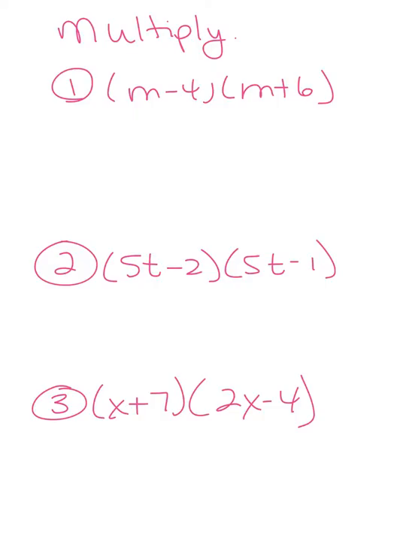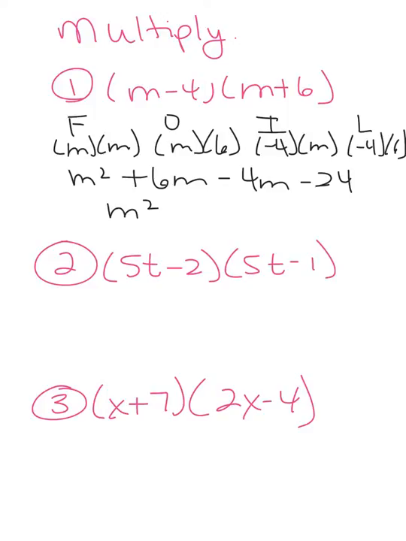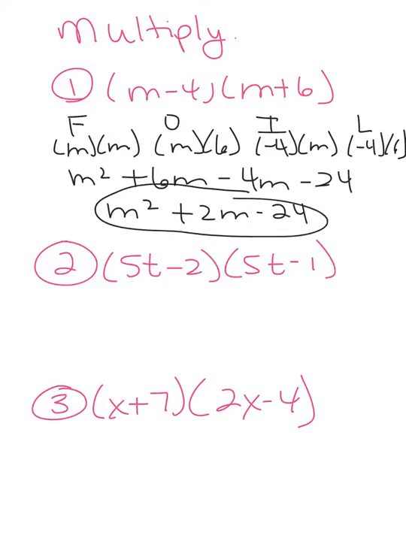Let's continue practicing our FOIL method when multiplying two binomials. So my first term is m times m. My outside term is m times 6. My inside term is negative 4 times m. And my last term is negative 4 times 6. So when I simplify, I have m squared plus 6m minus 4m and then minus 24. I combine my like terms. I have m to the second plus 2m minus 24, and there's my final answer. Let's look at number 2.